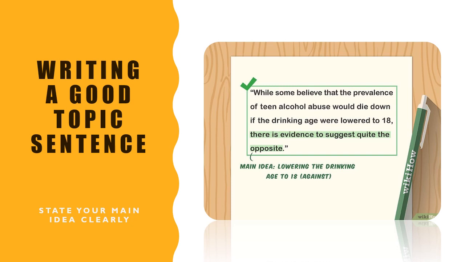Keep in mind that this is not an invitation to simply announce your topic, so you might want to stay clear from, "Today I'm going to discuss alcohol abuse." That's not very effective. You should be able to make your intentions clear without stating them explicitly. The topic sentence in this example states a clear direction. While some believe that the prevalence of teen alcohol abuse would die down if the drinking age were lowered to 18, there is evidence to suggest quite the opposite. So the evidence to suggest quite the opposite is the clear direction, and then you can elaborate on that in the rest of your paragraph.